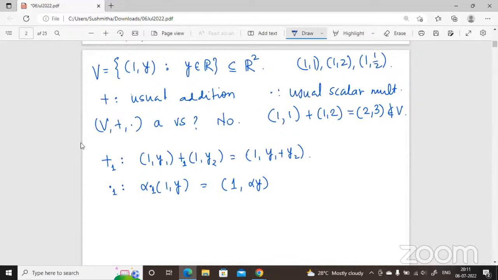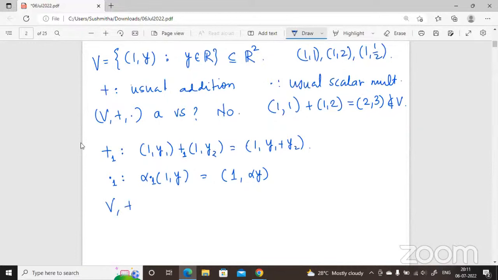Now with respect to plus 1 and dot 1, is this a vector space? Yes. Okay. How do we check?